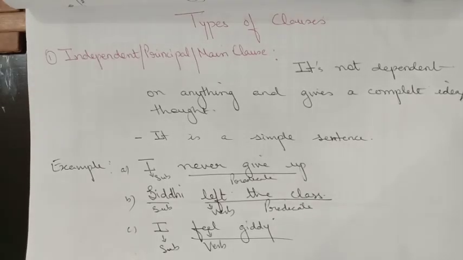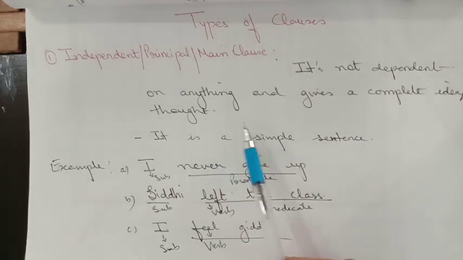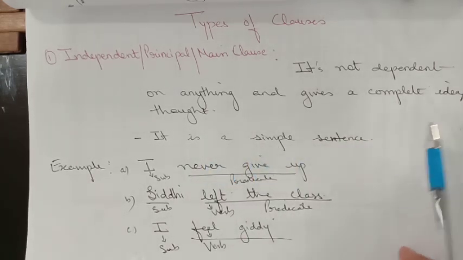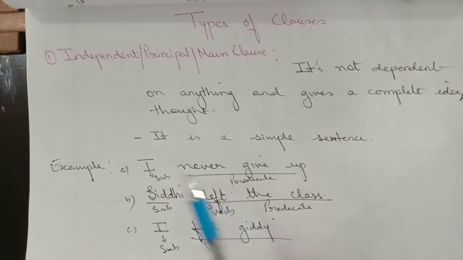So, what I said, there are two types of clauses: independent clause or dependent clause. Independent clause is also known as principal clause, or you can also call it a main clause. It is not dependent on anything and gives a complete idea or a complete thought. It is a simple sentence. Right now, I told you that an independent clause is a complete sentence.